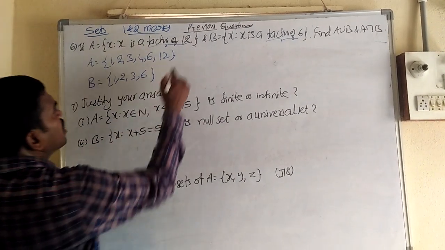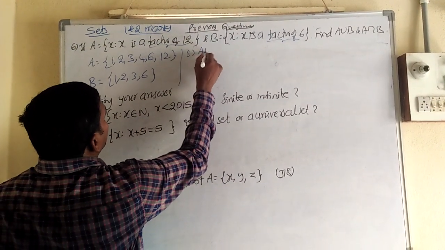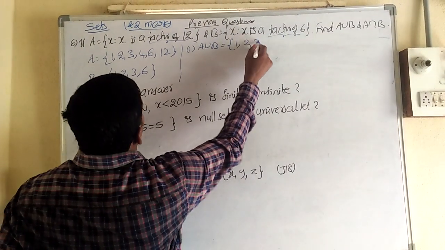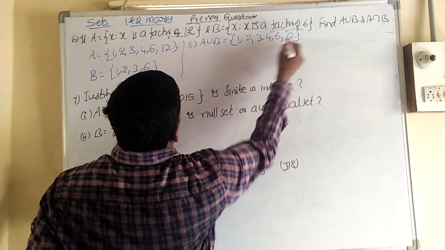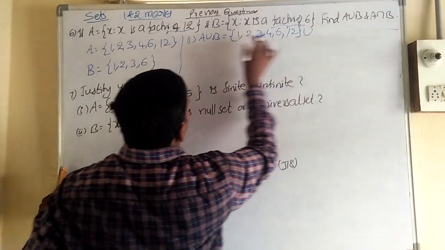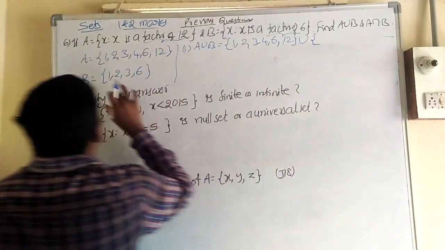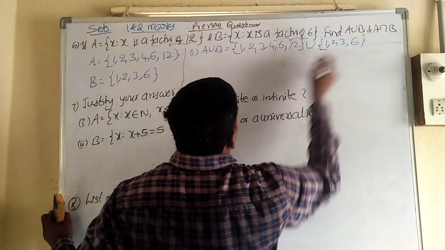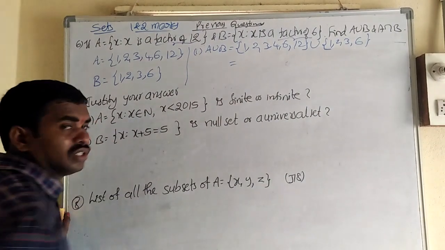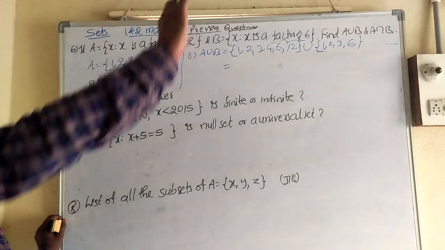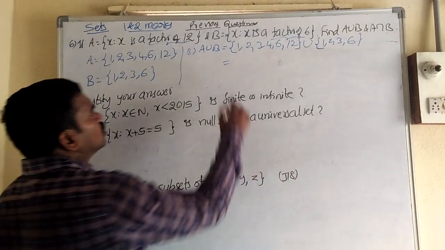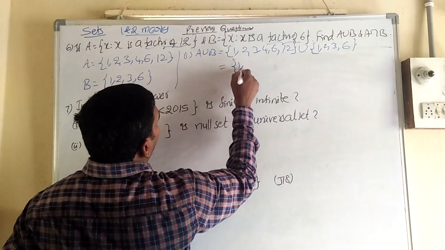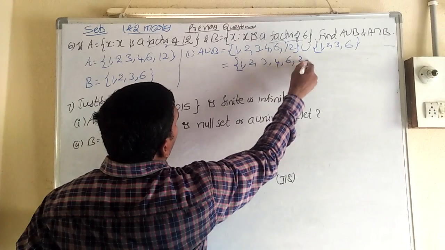And then it is asking for A union B. So first, A union B is equal to: first write down A. What is A? 1, 2, 3, 4, 6, 12. Next, union. Next B. B means what? 1, 2, 3, 6. So now union means what? Union means we have to write all the elements of A and also B. So what are the elements of A and B? 1, 2, 3, 4, 6, 12, 1, 2, 3, 6. So 1, 2, 3, 4, 6, 12.